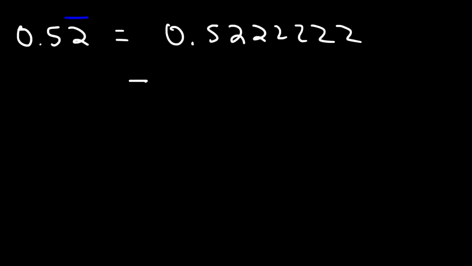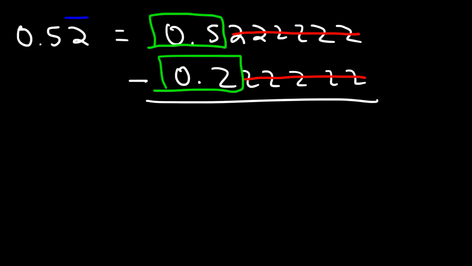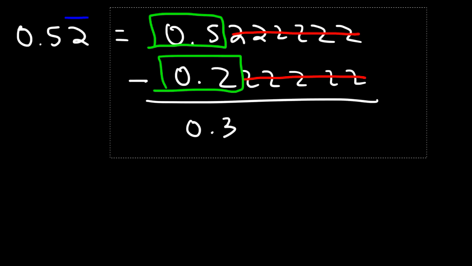So I need to subtract the original number by the repeating decimal, which is 0.222222. So all of the 2's will cancel, as you can see here. And what I have left over is 0.5 minus 0.2, which gives me 0.3. And so I could say that 0.52 repeating is the sum of 0.3, that's the non-repeating part, plus 0.2 repeating.